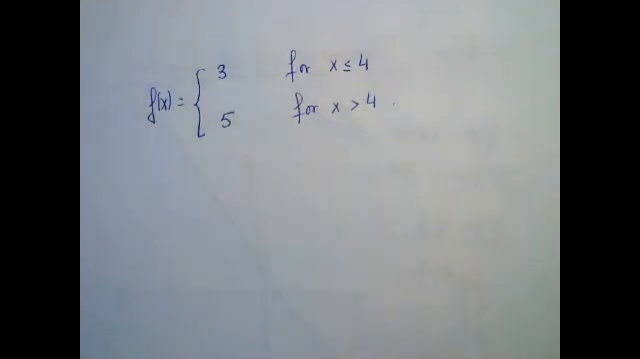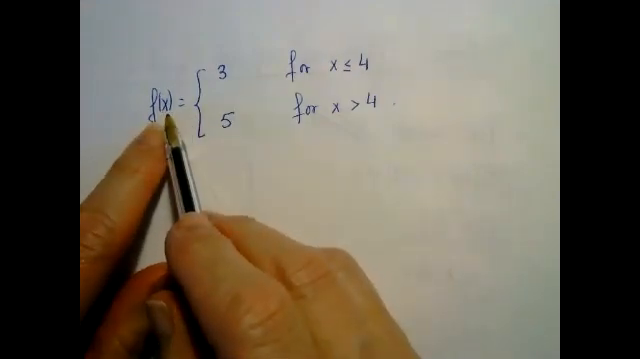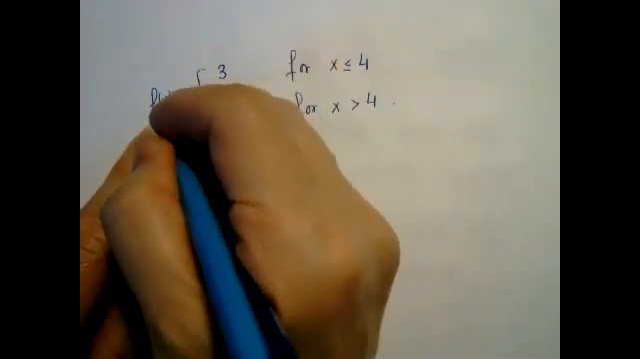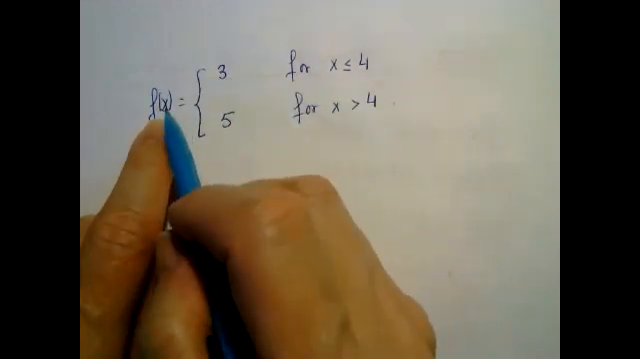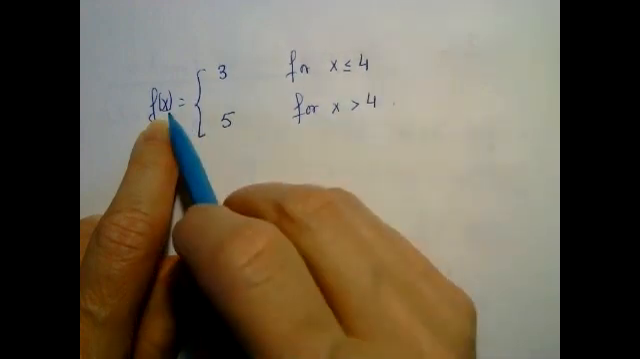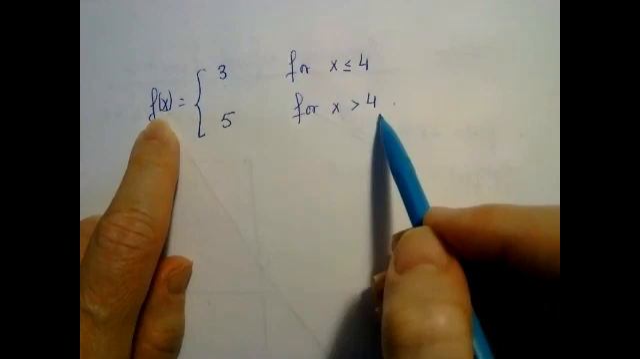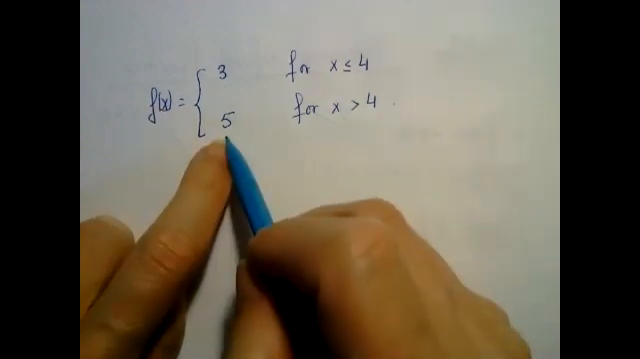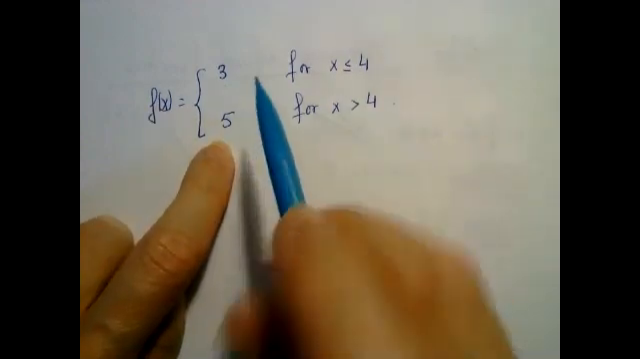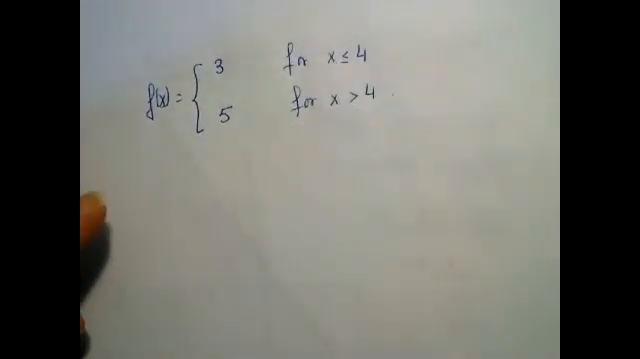So now I'm defining a function in the following way. The rule depends on where my input is. This tells me that if my input is less than 4, my output should be 3. If my input is bigger than 4, my output is 5. So this time, I don't have one rule for all values of x. My rule will depend on the value of x.